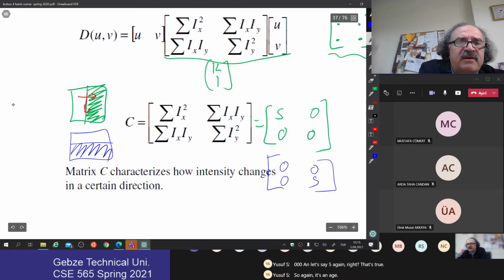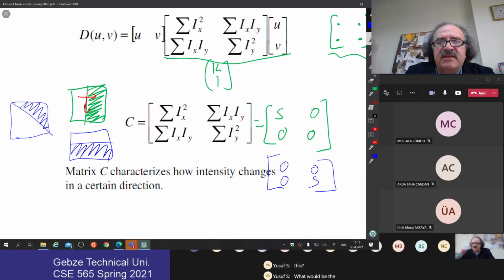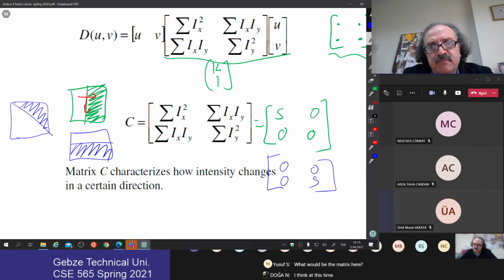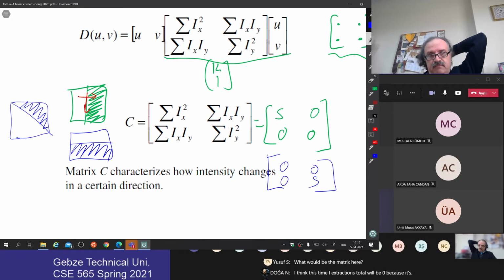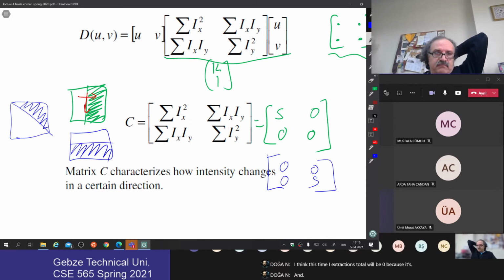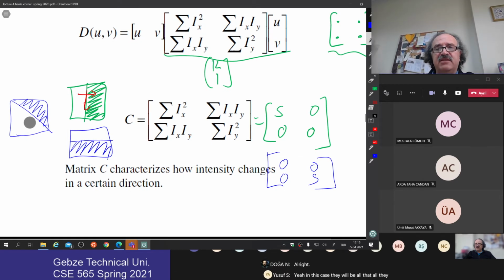How about an image like this? What would be the matrix here? I think this time Ix directions total would be 0 because... X and Y directions have to be greater than Ix square and Iy square total. Am I right? Yeah. In this case, they will all be greater than 0, right?